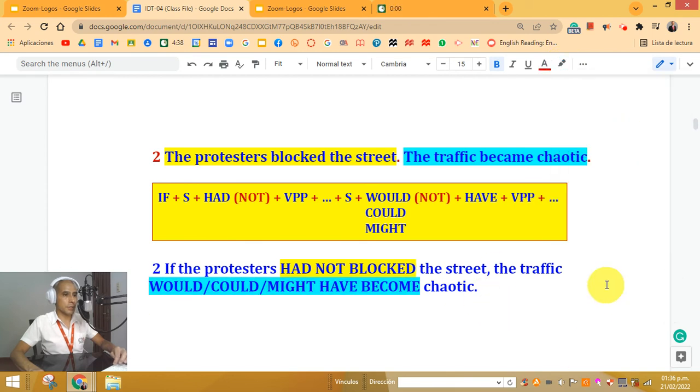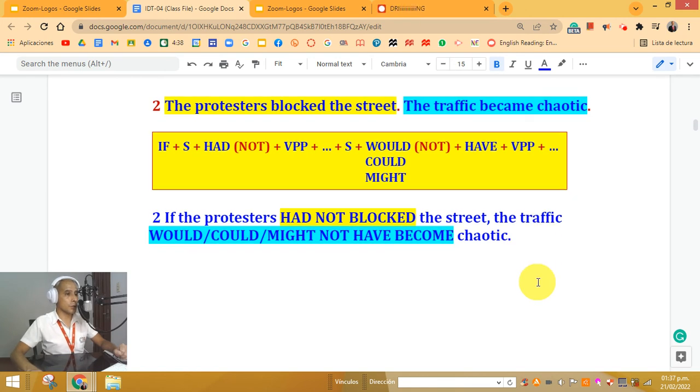There you have the answer. So here we have, if the protesters had not blocked the street, the traffic could, might have become... oh, would, could, might not have become. Why? Because remember that if it's in the affirmative, we have to change it to the negative form. Now it makes sense. Let's read one more time. If the protesters had not blocked the street, the traffic could, might not have been chaotic. Now it makes sense. Now it's okay.